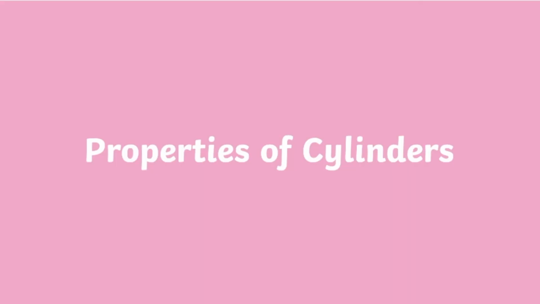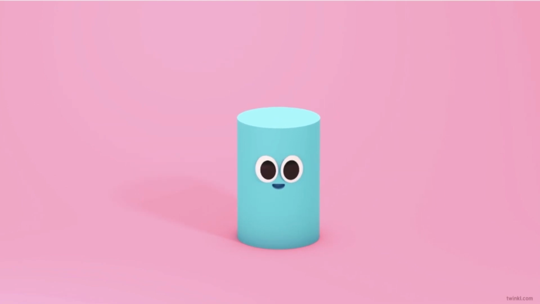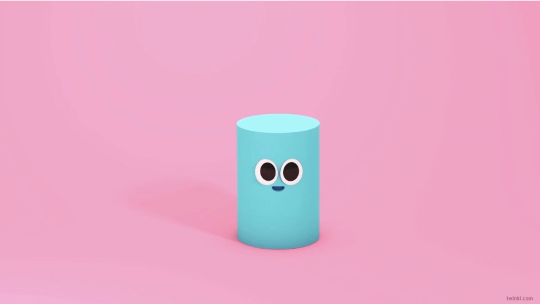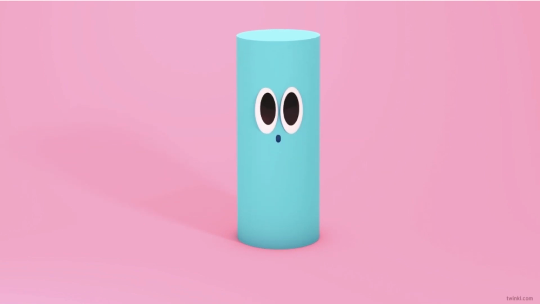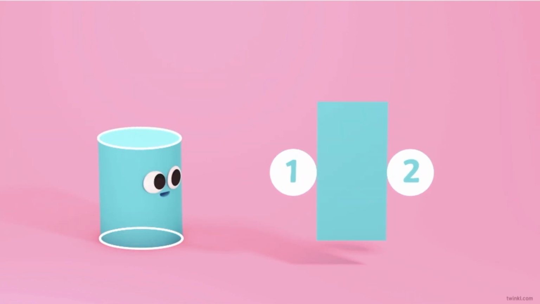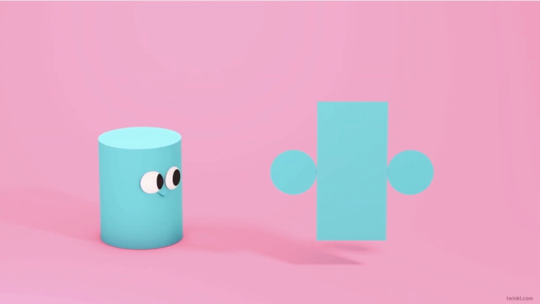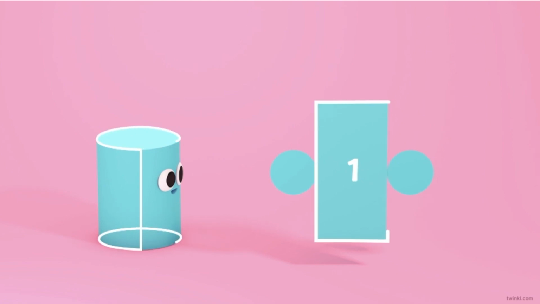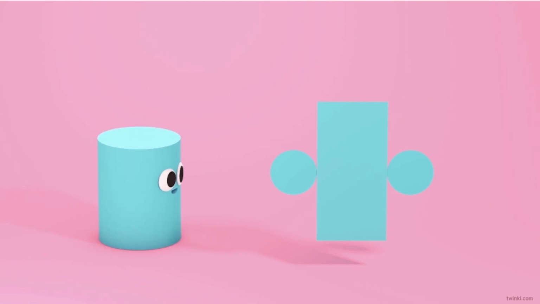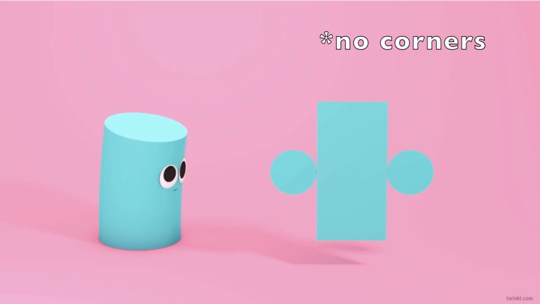Properties of cylinders. Cylinders are a type of 3D shape. You probably have lots of cylinders at home. Cylinders can be any size, but they all have the same properties. Cylinders have two flat circular faces. Cylinders have one curved face. And they all have two curved edges, but cylinders don't have any vertices.